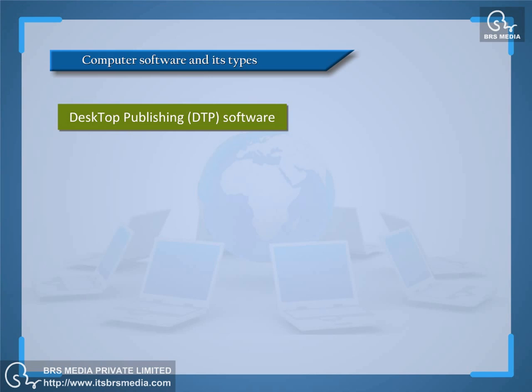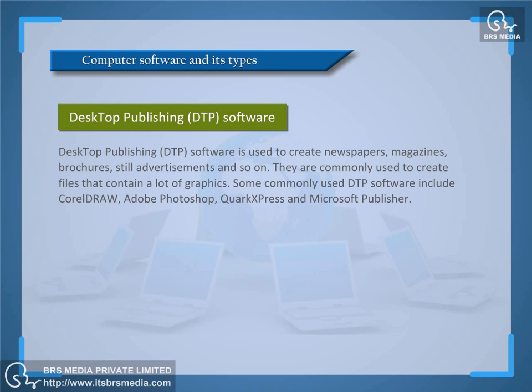Desktop publishing (DTP) software. DTP software is used to create newspapers, magazines, brochures, still advertisements, and so on. They are commonly used to create files that contain a lot of graphics. Some commonly used DTP software include CorelDRAW, Adobe Photoshop, Quark Express, and Microsoft Publisher.